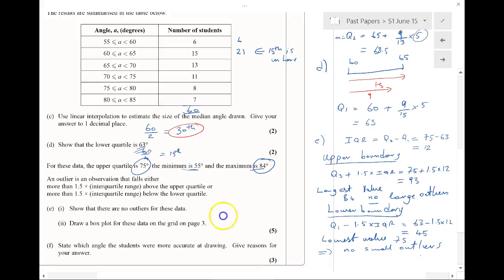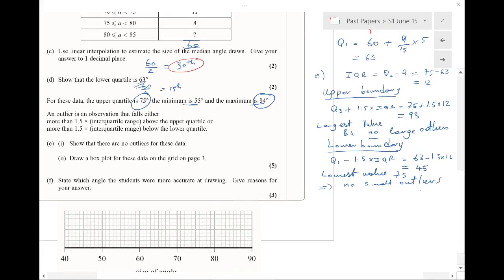Okay, it's not yet, because it asked us to do a box plot. This was actually in the next page of the answer in the question booklet, but I've copied and pasted it here. Right, so the lowest value we're told is 55. So that's there. The lower quartile is 63, which is there.